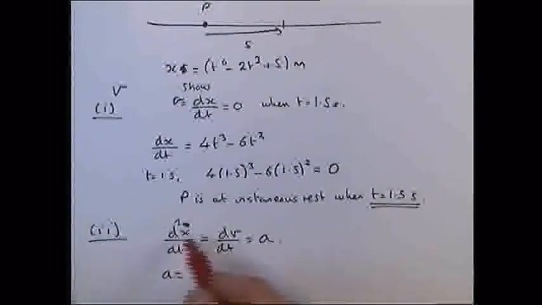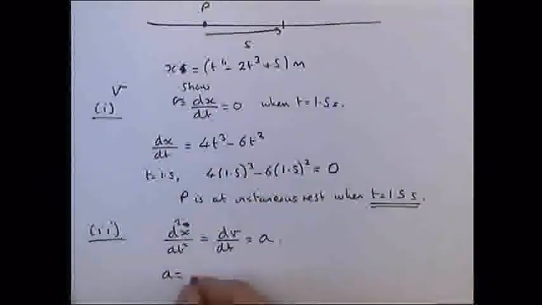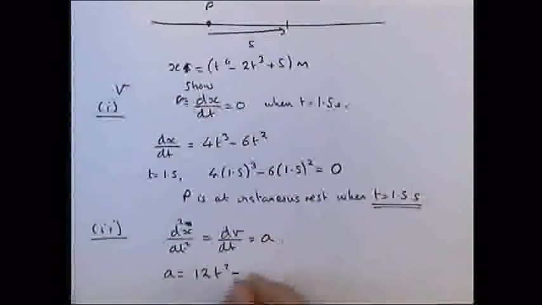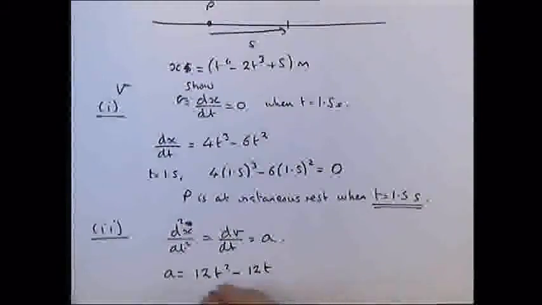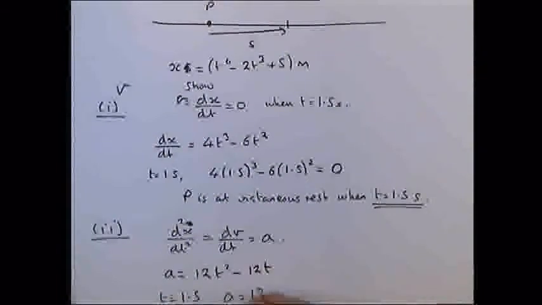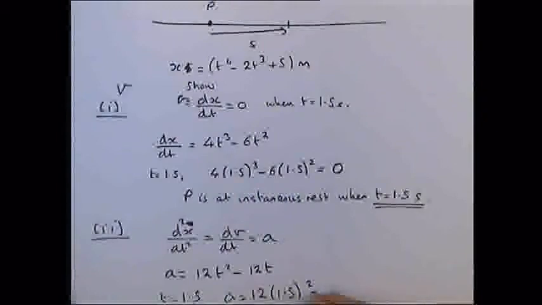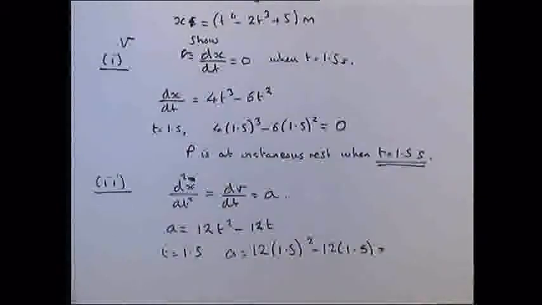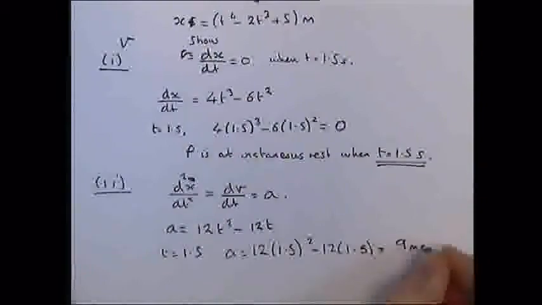So the second differential of x, or the first differential of v, will give us the acceleration, because the acceleration is the gradient of the velocity time graph. So now we're differentiating again. So we get 12t squared minus 12t. And we're going to show that that equals 9 when t equals 1.5. So again, we substitute it carefully, showing our workings clearly, nice and neatly, so the examiner can read it, make their job easier, and then we work out the answer. And it is 9 meters per second squared.